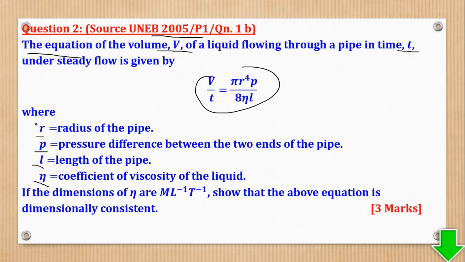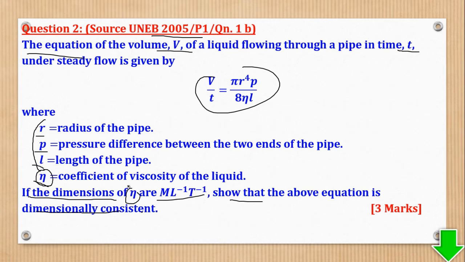Now, of these symbols, what we don't know is this one for coefficient of viscosity of a liquid, and that is why in this question it has been given. So if the dimension of coefficient of viscosity is M L to the power negative 1 and T to the power negative 2, show that the above equation is dimensionally consistent.